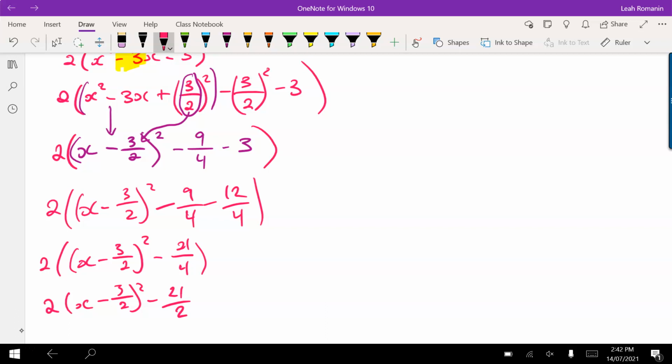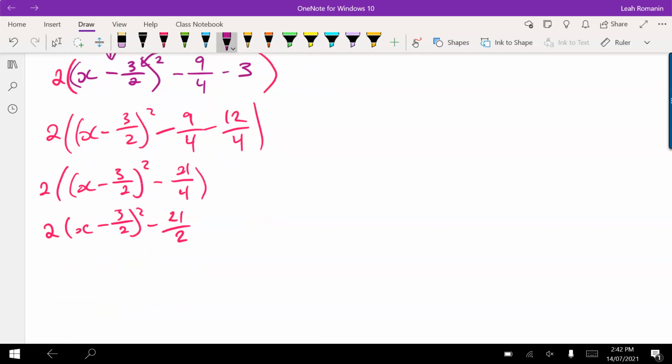Can we just confirm with people on the calculator that I did that correctly? Yeah. Okay, great. So this is now in turning point form. Someone tell me my turning point that I can gather from my completed square. Alex.